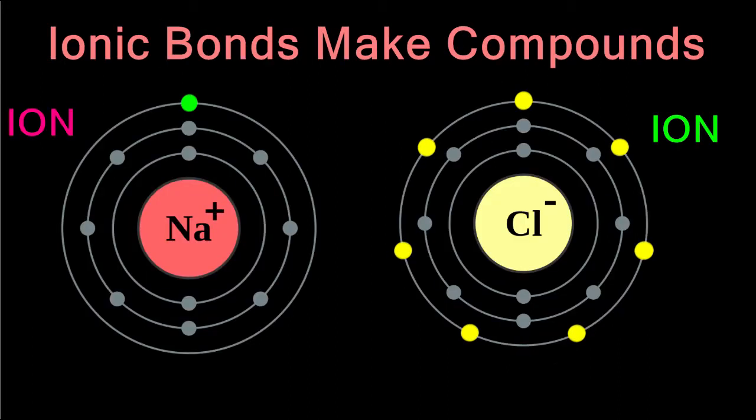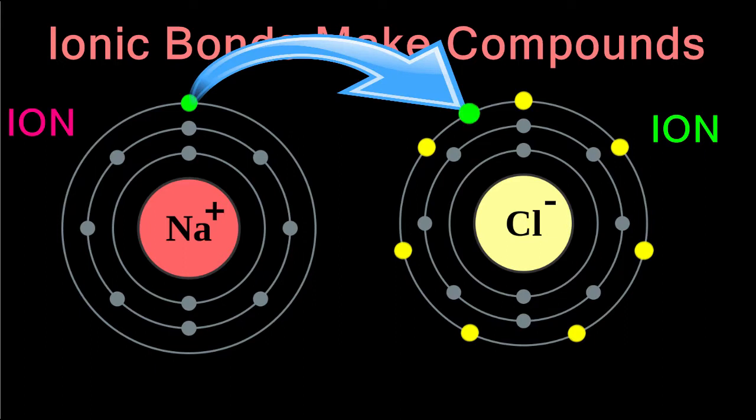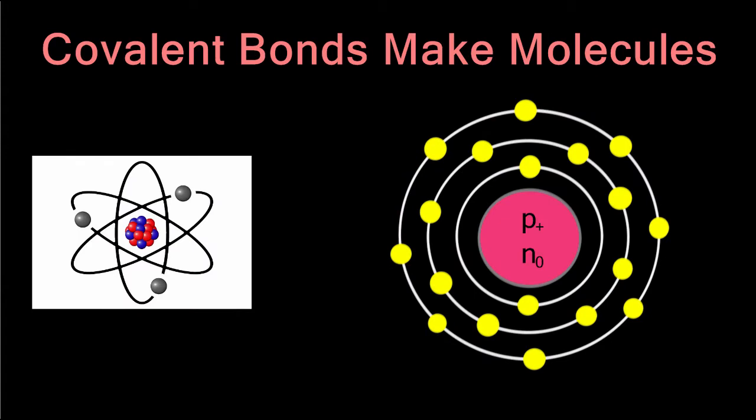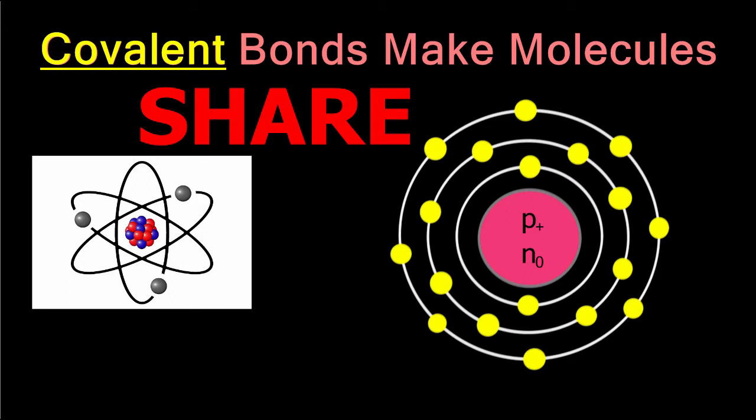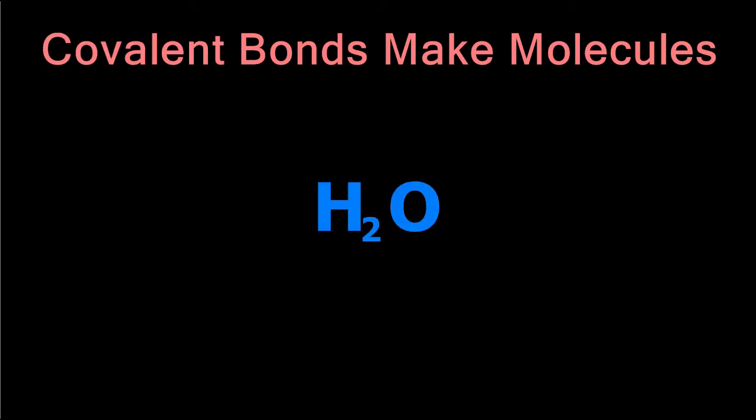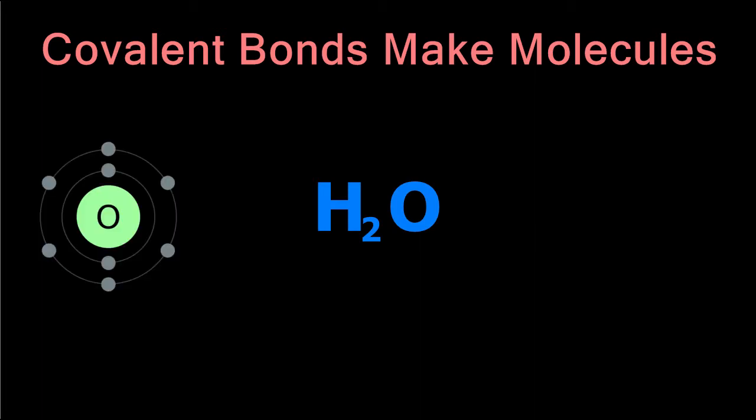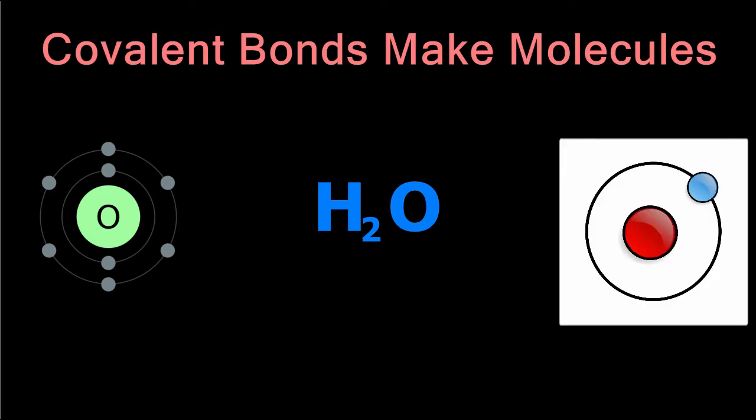Remember from the last lesson that ionic bonding involves the transfer of electrons from one ion to another. In this lesson, you'll learn how covalent bonds allow atoms to share electrons in order to fill their outer orbitals. Water is a molecule that contains covalent bonds. Let's examine how the oxygen atom and the two hydrogen atoms share electrons to form H2O.